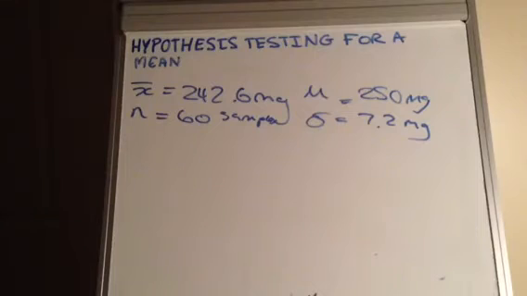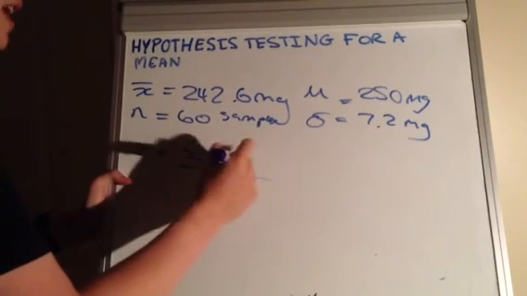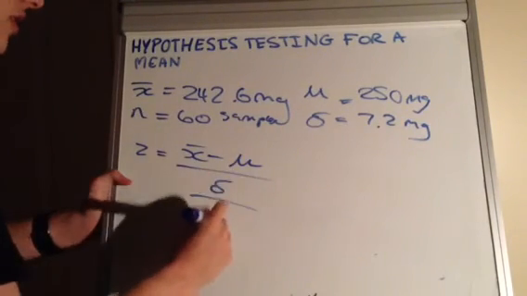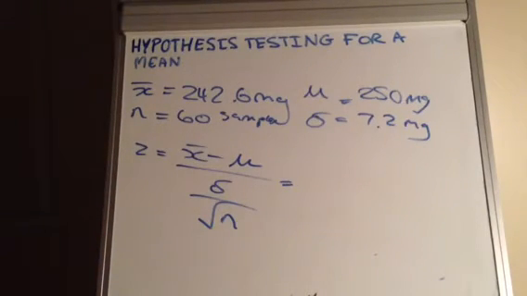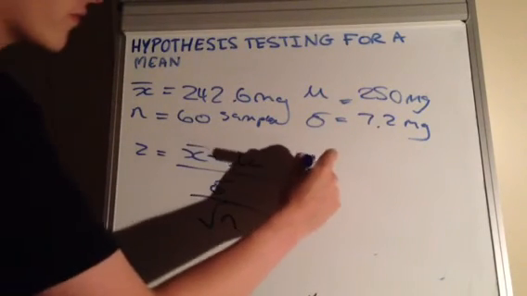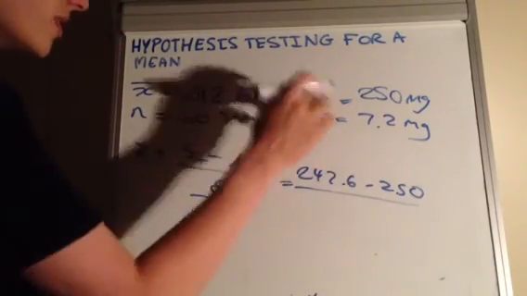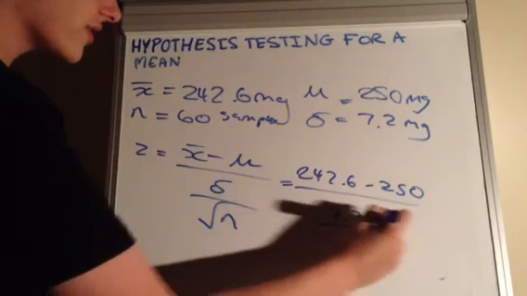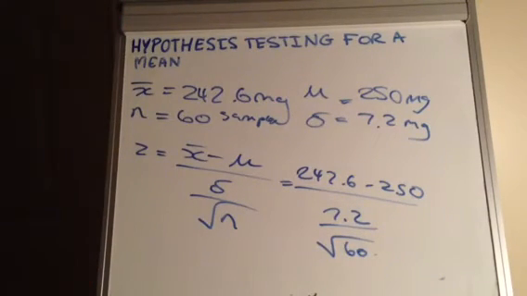So when we calculate this, we would use our z-score formula, so it's x bar take mu on sigma over square root n. In this case, it would be 242.6 take 250, divided by sigma, which is 7.2, on the square root of 60. And from that, of course, you can plug it into your calculator and check again, and we should get the same z-value.